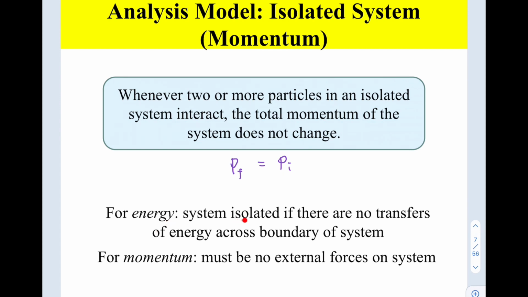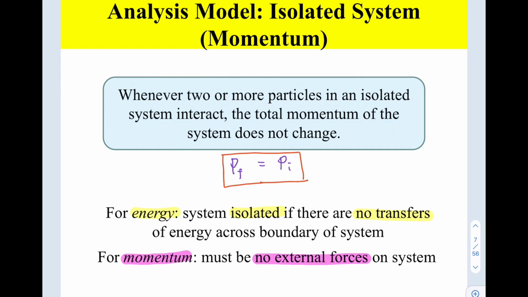For energy, we call the system isolated whenever there is no transfer of energy across the boundary. This is for energy. For momentum, if there are no external forces on the system, then we are allowed to use this one.